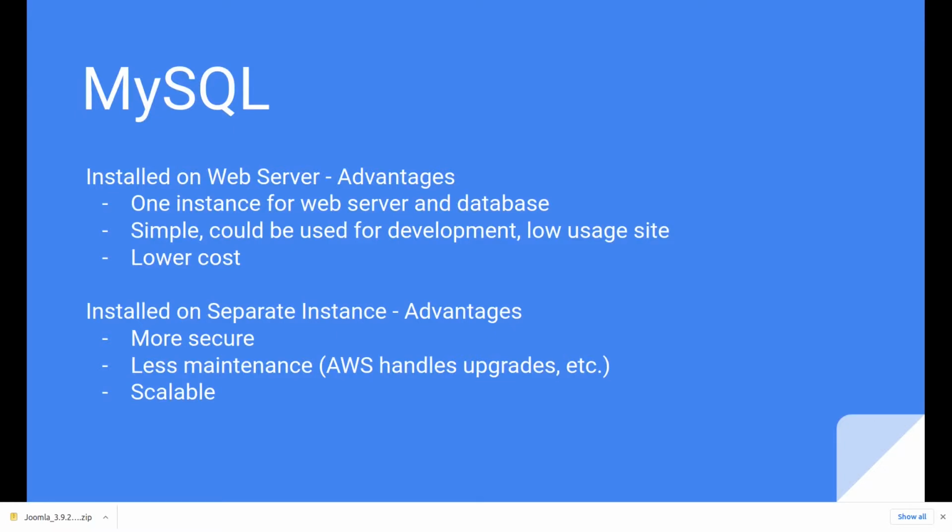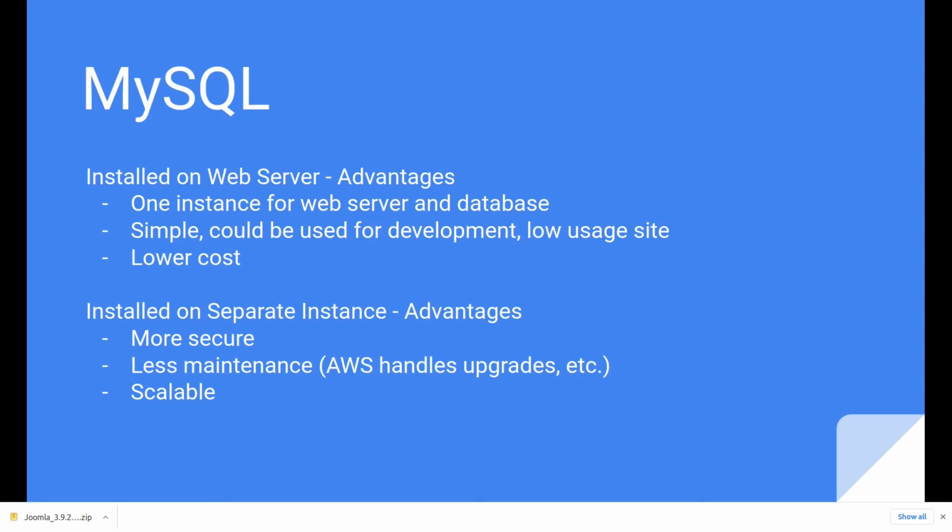So at this point, we're ready to install MySQL. Before I do that, I want to talk about the advantages and disadvantages. There's a couple ways you can install MySQL. You can install it on the same EC2 instance as the web server, or you can have a separate database server. Some of the advantages of installing in the web server would be you have one instance for both the web server and the database. It's simple. It could be used for development or for training or as a low usage site, and it's low cost. So those are the advantages of installing it all on the same.